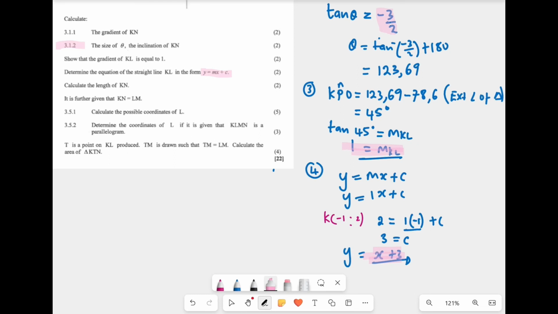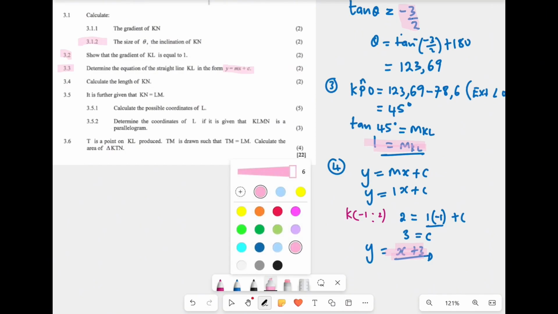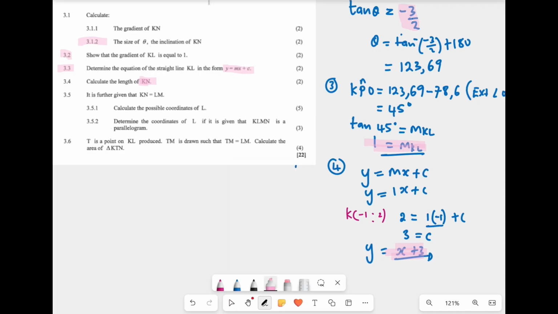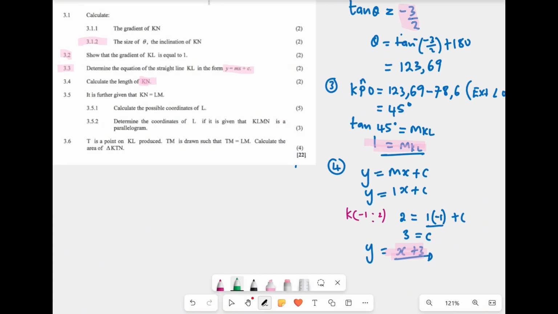Now, question number 3.4, we are required to calculate the length of KN. So for the length of KN, we just use the distance formula. So we are going to have KN, this is number 5, which is number 3.4 there. KN is equal to the square root of xk minus xn all squared plus yk minus yn all squared.